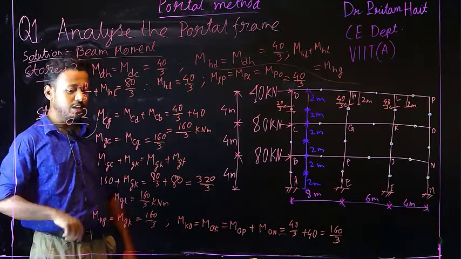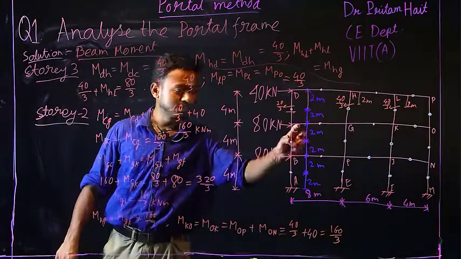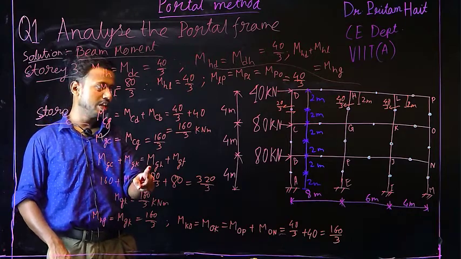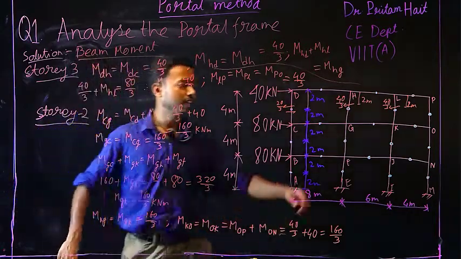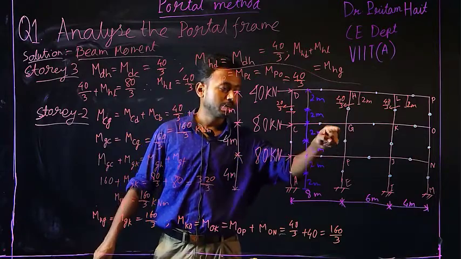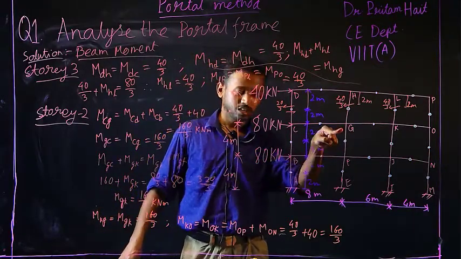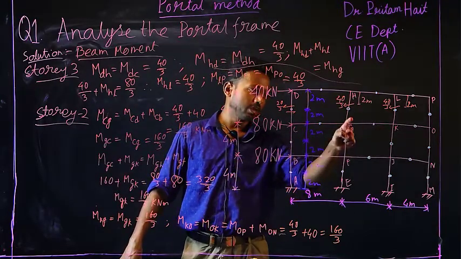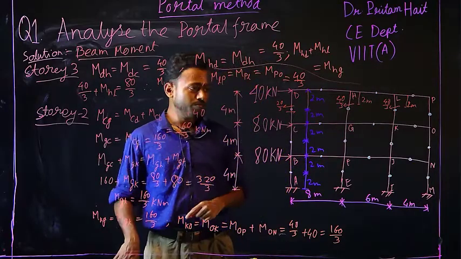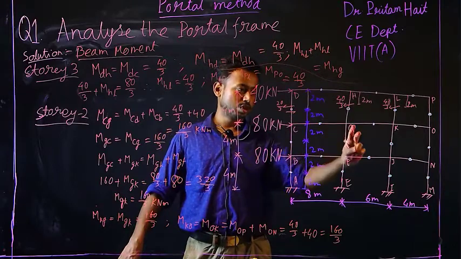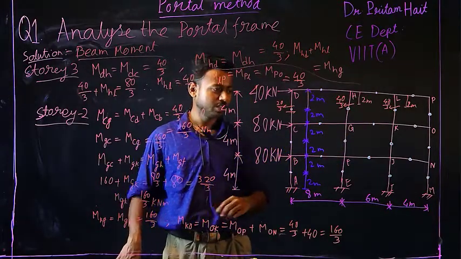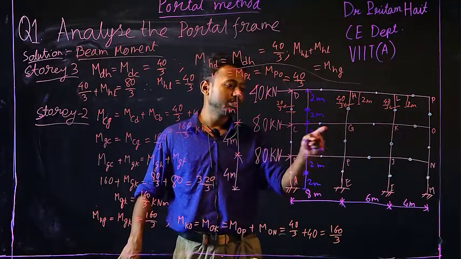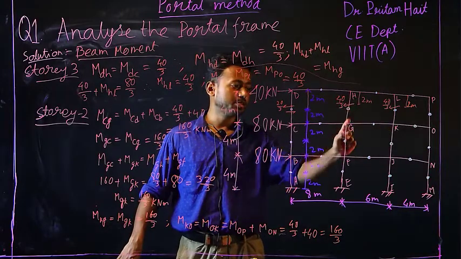So come to GC, this is G, this is C. So MGC plus MGK will be equal to MGH plus MGF. This is the intersection of that particular building. So in this point you can calculate MGC plus MGK equals MGH plus MGF. Total beam moment will be equal to total column moment. Again I am explaining, this beam plus this beam moment will be equal to this column plus this column moment. So MGC plus MGK will be equal to MGH plus MGF.